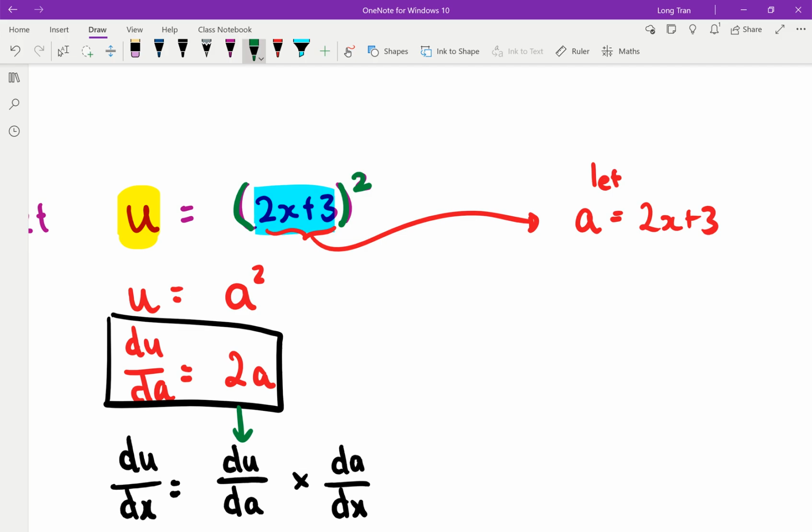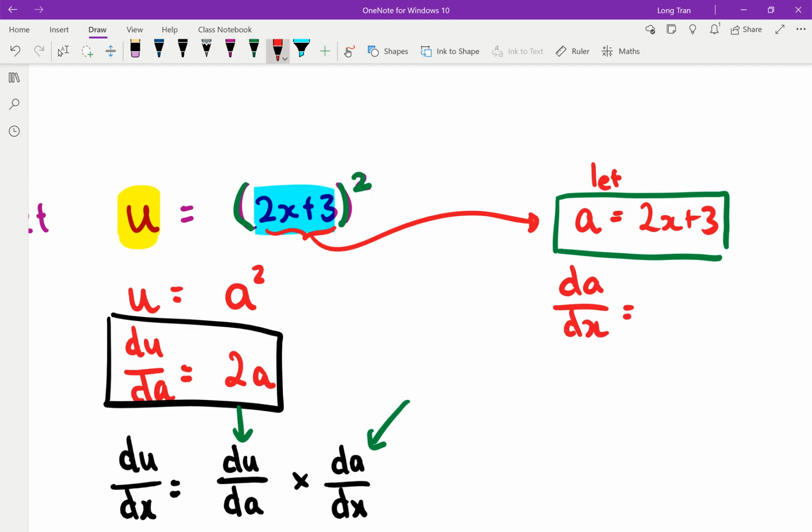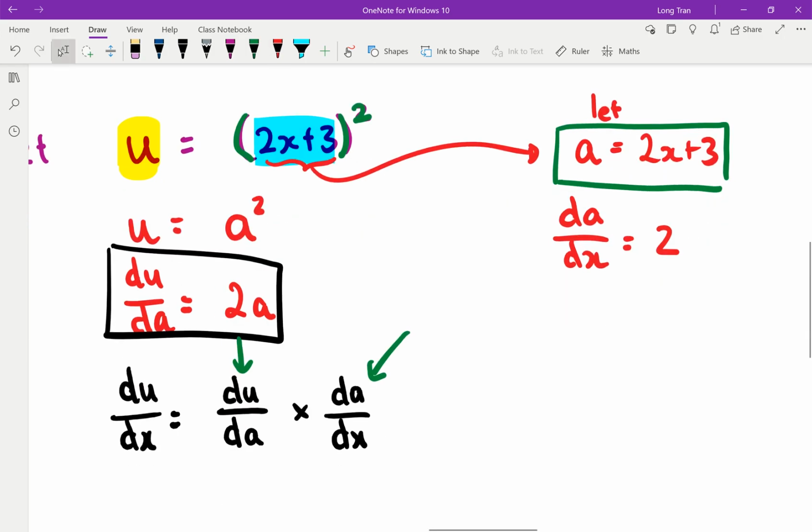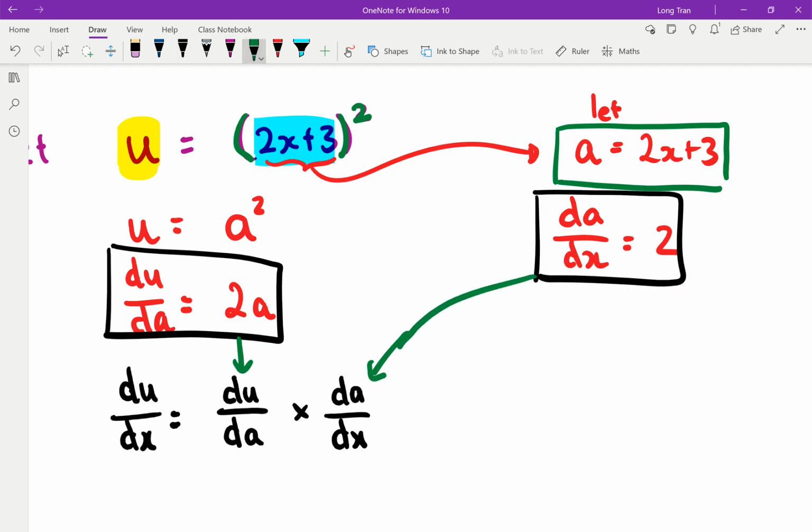But that means I need to find delta a delta x, which actually comes from here. Find the derivative of a, I should use another color just so we can see. Delta a delta x, which is the derivative of a in terms of x, and we know that the derivative of 2x is 2, derivative of 3 is 0. So I now have delta a delta x, and I can then substitute that over here.